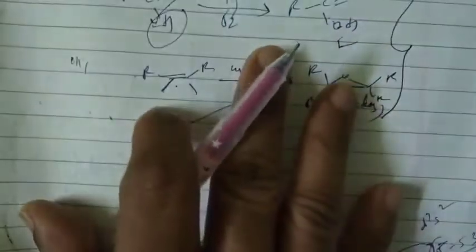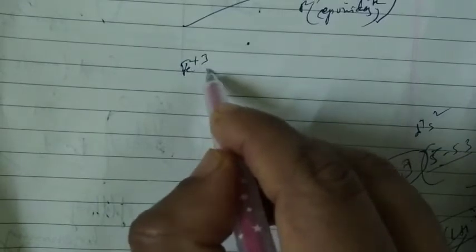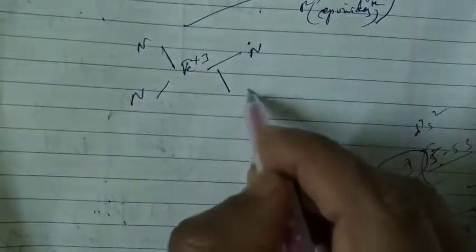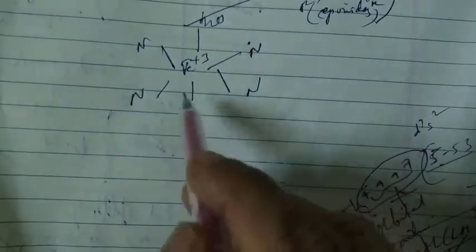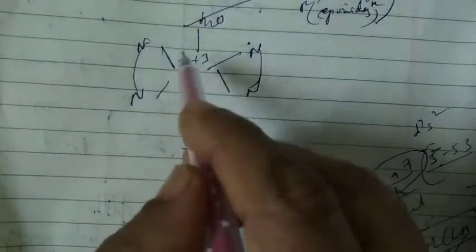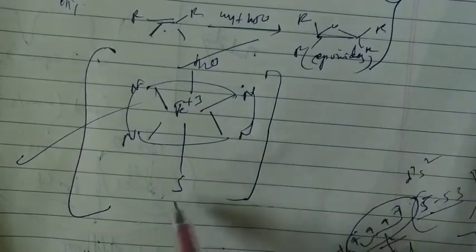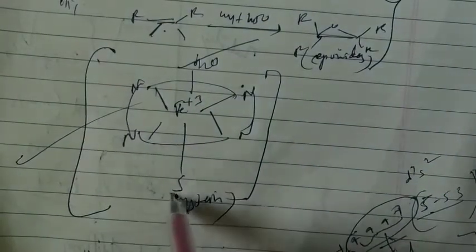If you see the structure, it always has the pyrrole ring here, with iron in the +3 state, in the pyrrole ring like this. You can show some ring here having the water molecule and the sulfur of cysteine. This is how you can show the structure of cytochrome P450: the pyrrole ring, the H2O molecule, and the sulfur of cysteine.